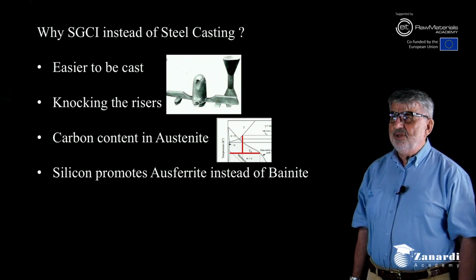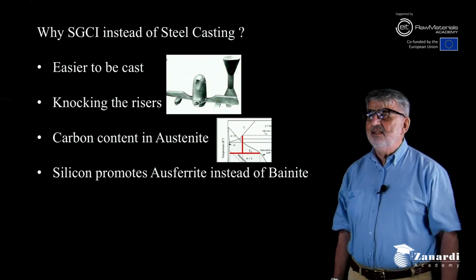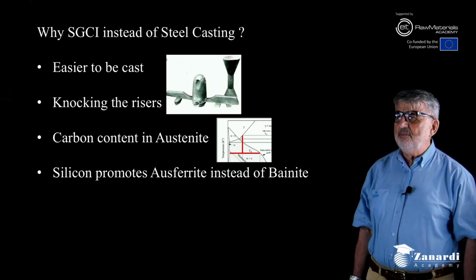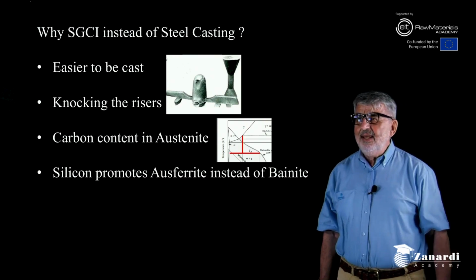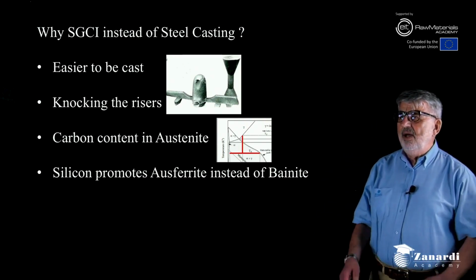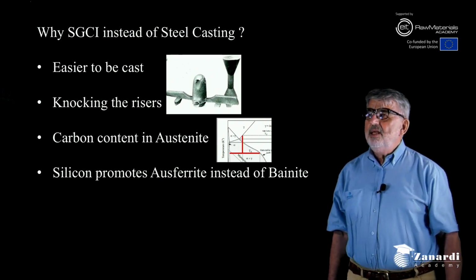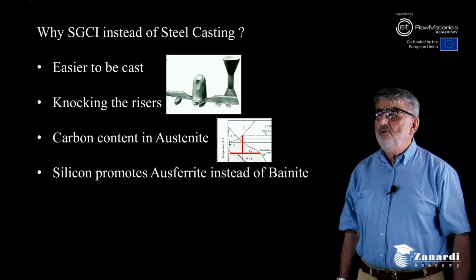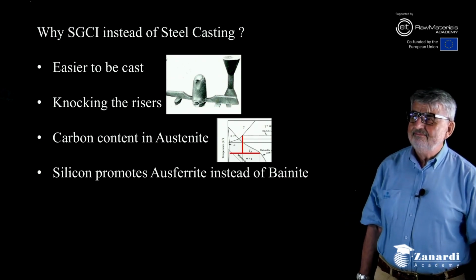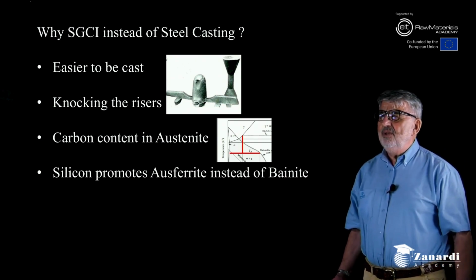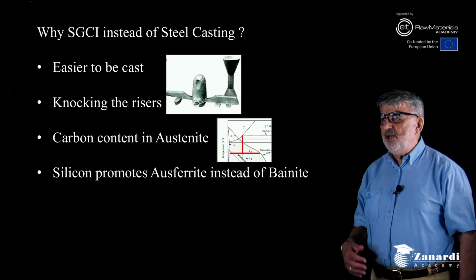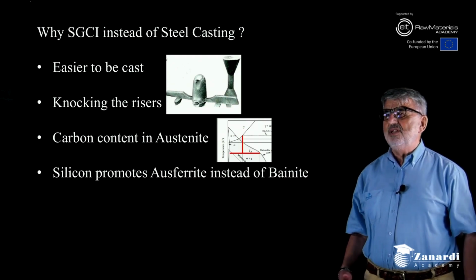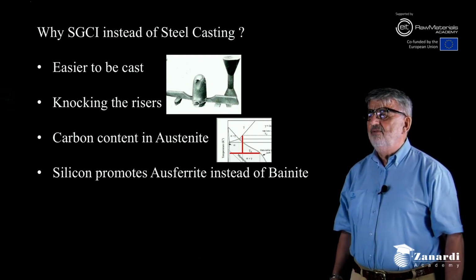Another very important, more recent reason is the carbon content possible in the austenite. With a steel casting or a steel forging or steel welding, any kind of steel, you can use in the austenite only the carbon that you have in the matrix. And if you need more, you have a special process such as case hardening that can enrich the surface, but not all the volume of the casting.